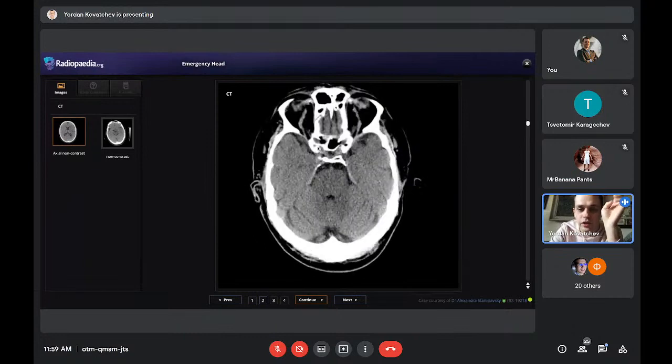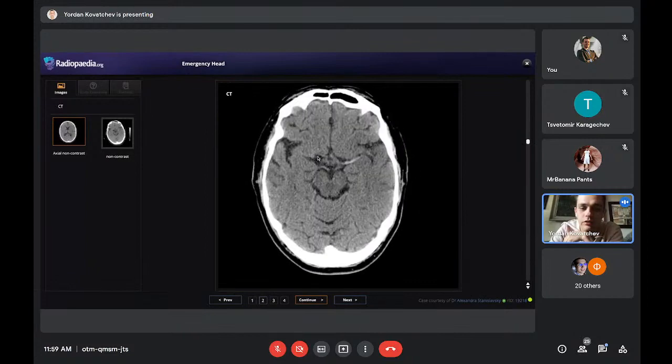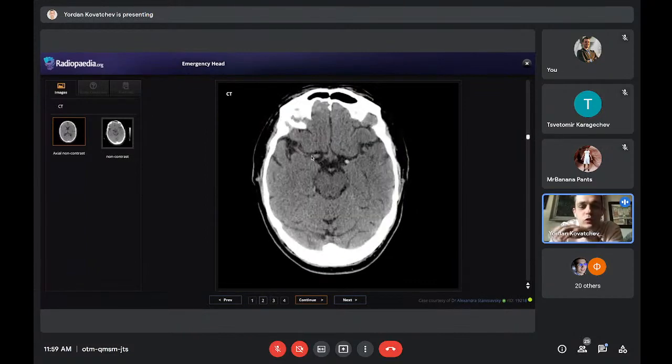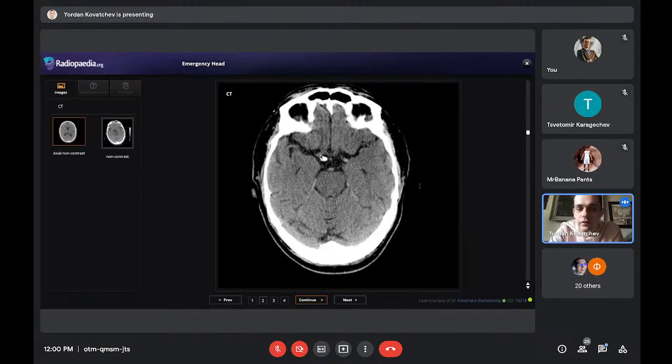Let's look at the normal side first. The right side of the patient, on the left side of your screen, the internal carotid artery enters. It turns into the, it's not really well seen here because it's a native non-contrast CT. It turns into the middle cerebral artery and it goes up, and that's it. It supplies the region and so on.